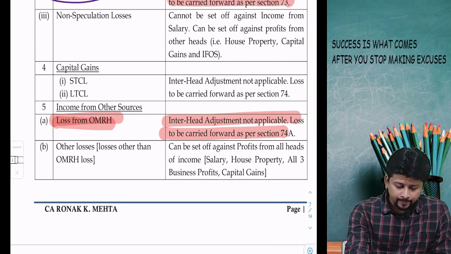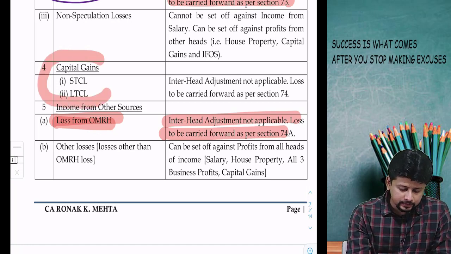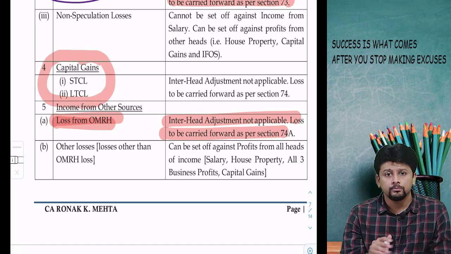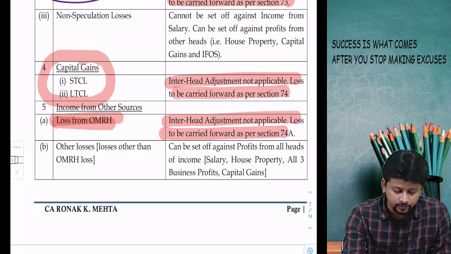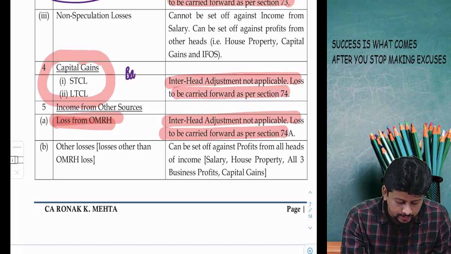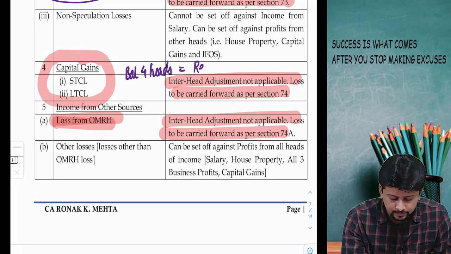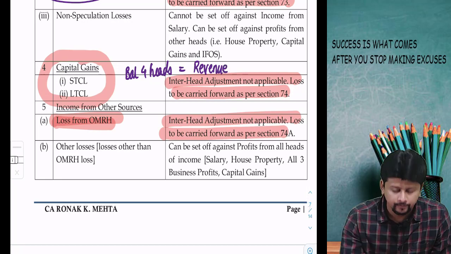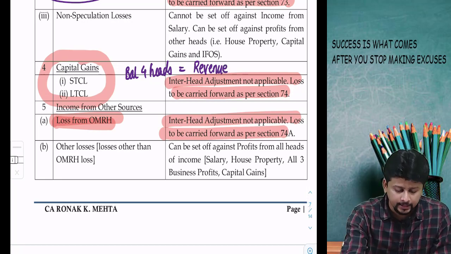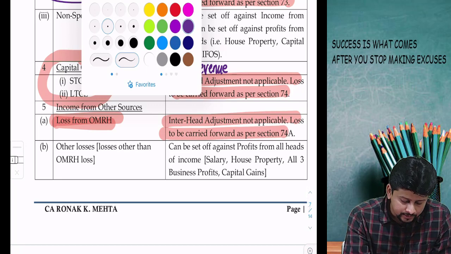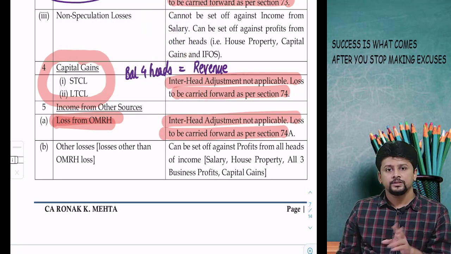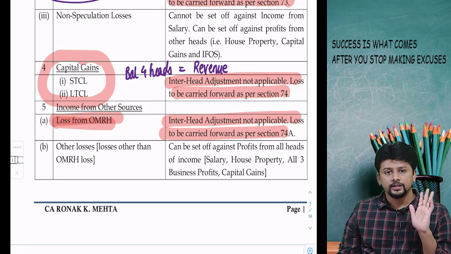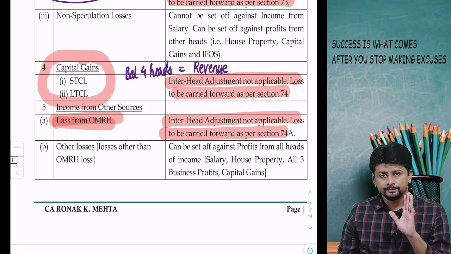Next restriction, under the head capital gains, short term, long term, both are covered. You cannot set them off against other heads of income, because generally speaking, the balance 4 heads are revenue in nature. This is the only head which is capital in nature, and so therefore short term and long term capital losses cannot be adjusted against other heads of income. You will straight away carry forward them.